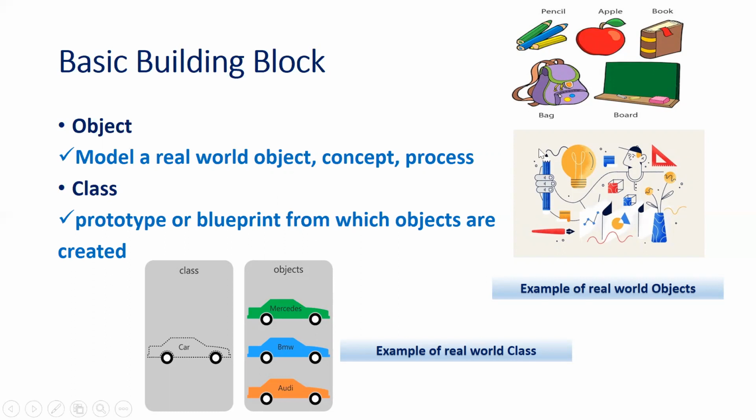You see there is a list of objects, real-life objects. This is a bag. This is a board. This is a book. This is an apple. There are some pencils. These all are objects, and we can consider them objects in our object-oriented programming also. This is a concept. The image I'm sharing with you represents a concept. A concept can also be implemented by an object.